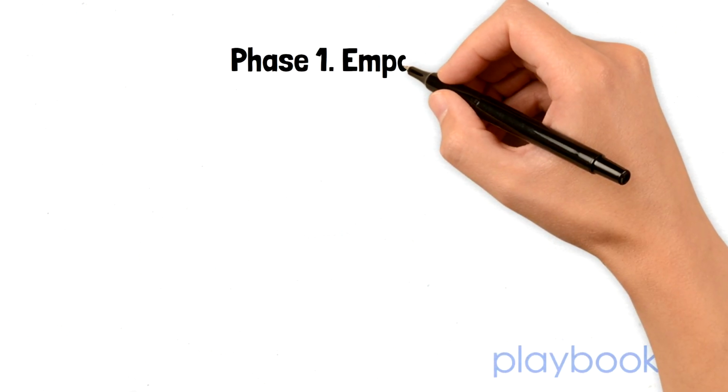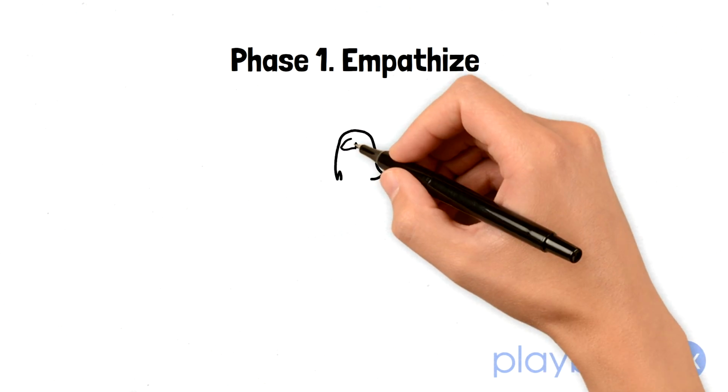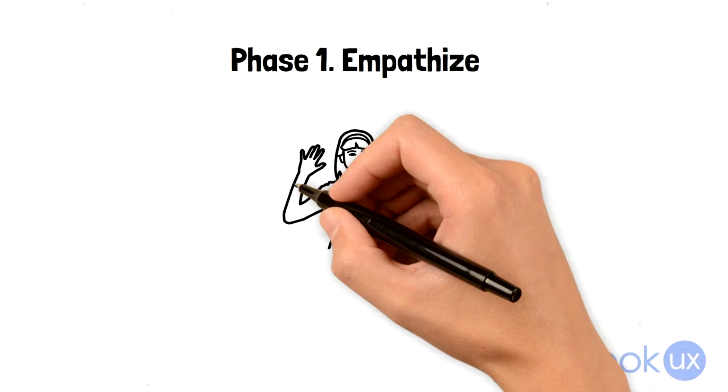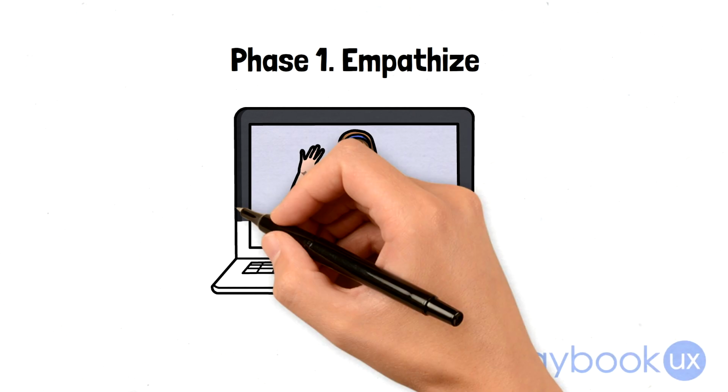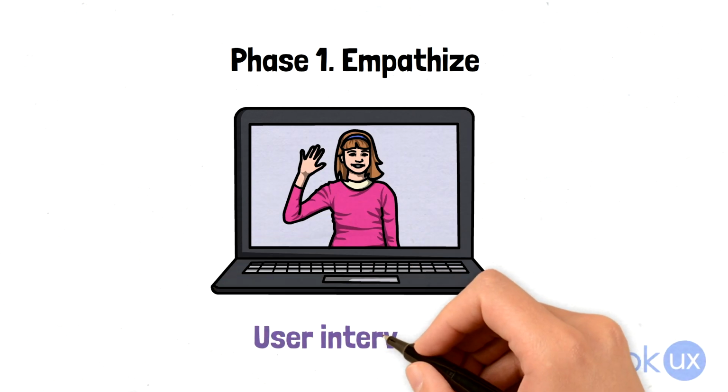Phase 1. Empathize. First, you need to develop an empathetic understanding of the problem you're trying to solve. The best way to gain empathy is to conduct user interviews with your users. User interviews are a great way to understand your users' needs, beliefs, and desires.